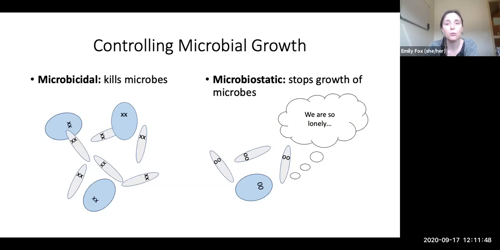You can remember which one is which because cidal usually means some type of death, right? If you think about homicide or suicide, this is the death of something. This time it's microbicide. Whereas static means staying still, not changing. So microbiostatic means that they're not changing, they're not able to grow. Now that you have a little bit of the terminology under your belt, we can move on to the next topic.